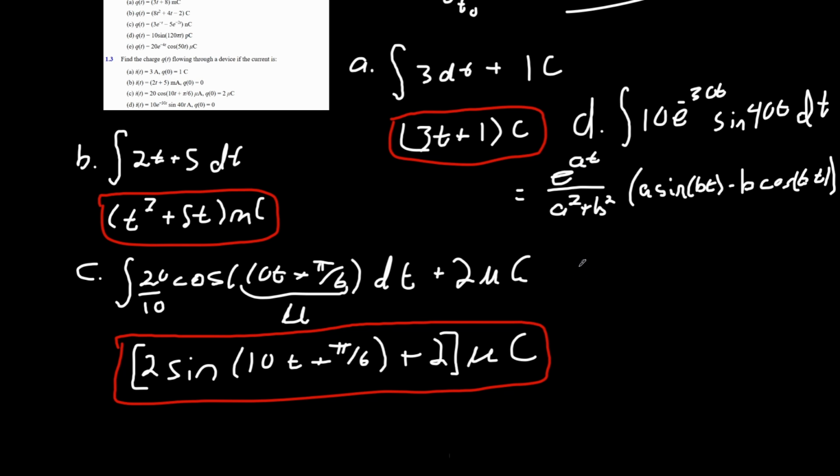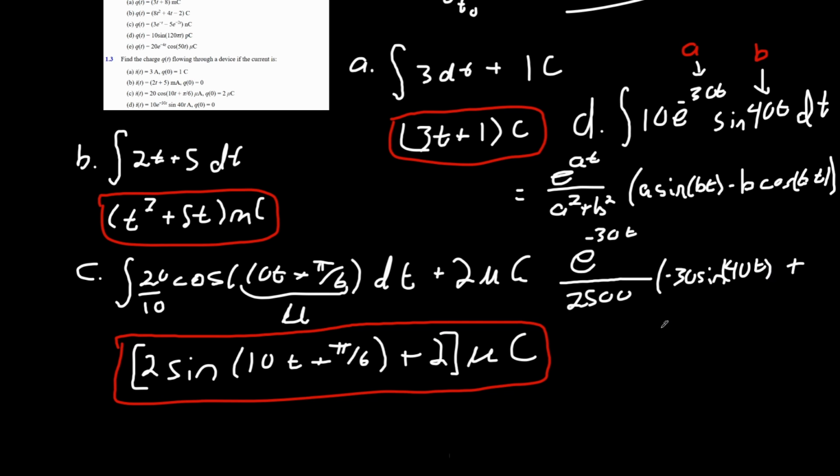Really this is just going to be e to the, and our a is going to be this, and our b is going to be this. So this is just going to be negative 30t over, well, 30 squared is 900 plus 40 squared, which is 1600. So that's just going to be 2500 down here. And then it's going to be multiplied by negative 30 sine 40t.